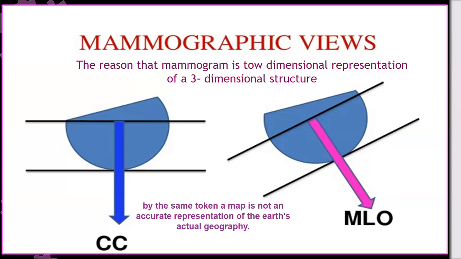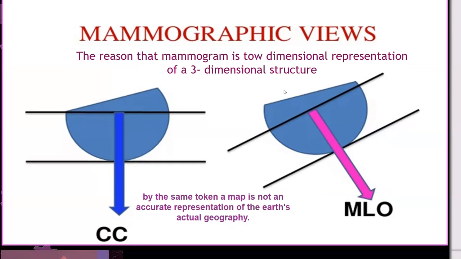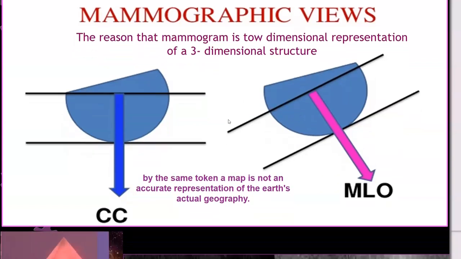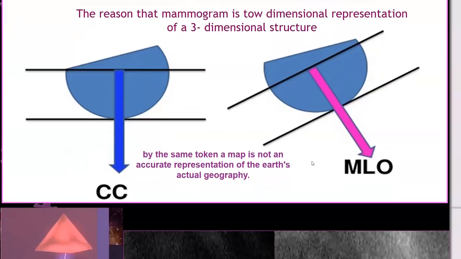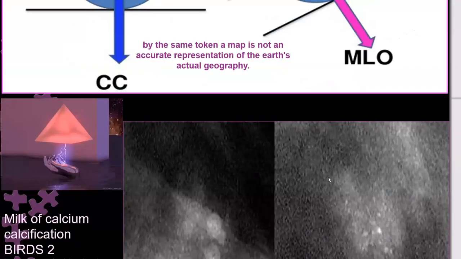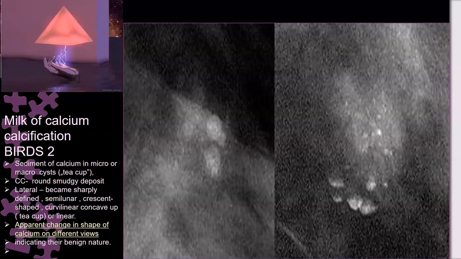Also, as you have seen here on the CC view, the milk of calcium calcification, but on the orthogonal view or erect view, it usually gives layering. That is why they call it layering. In the current edition, they call it milk of calcium, which gives a layer in a teacup appearance, or curvilinear or teardrop, but gives a level. So we make use of two different views to characterize this type of benign calcification.